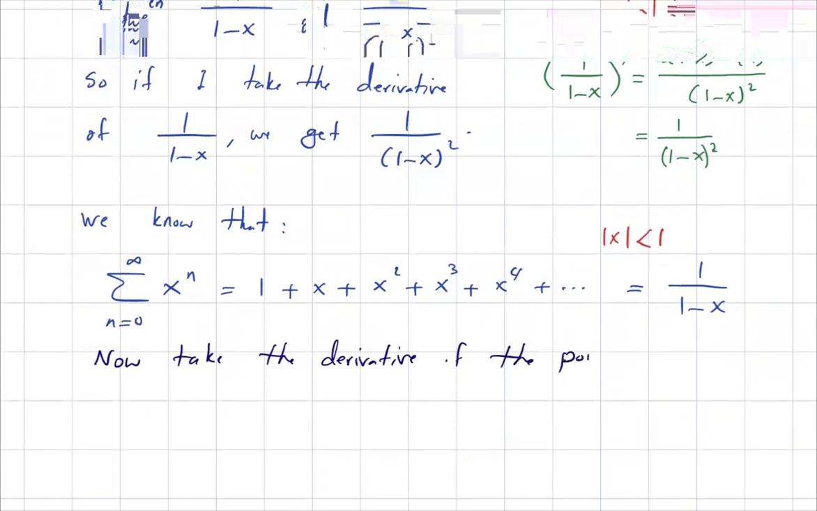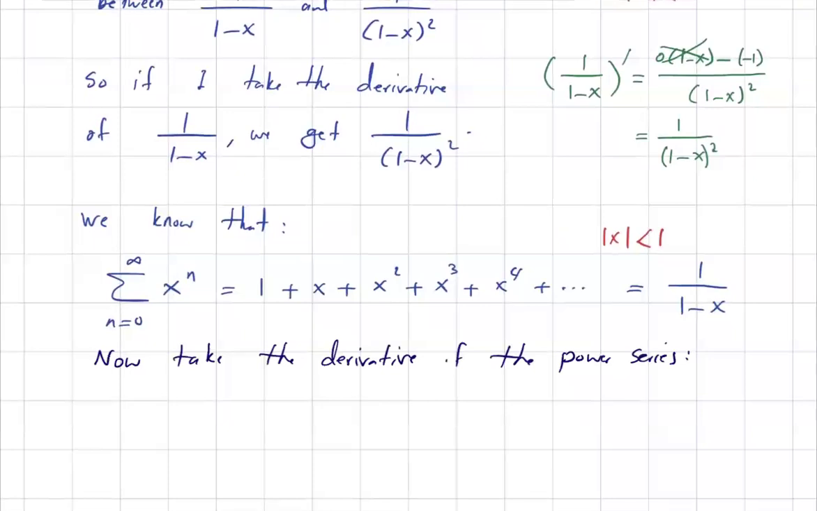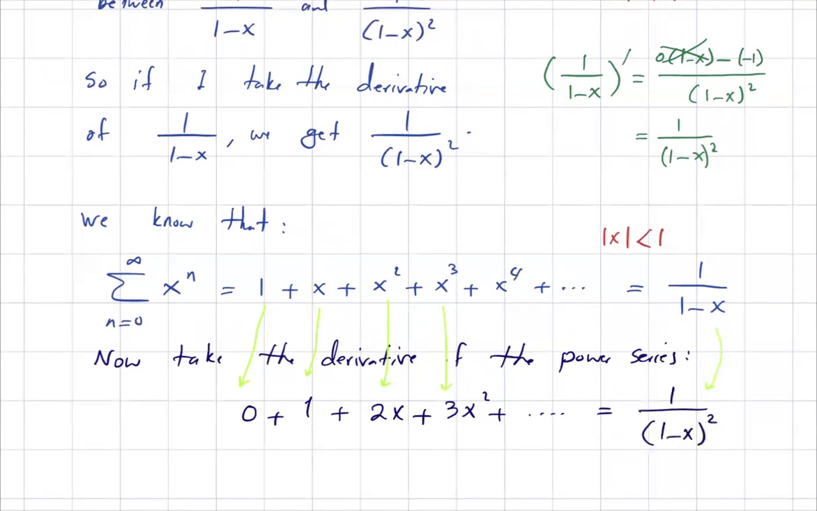Of the power series. So here you have the derivative of 1, which is going to be 0, plus the derivative of x, which is going to be 1, plus the derivative of x squared, which is 2x, plus the derivative of x cubed, which is 3x squared, plus the rest of the terms. And on the right-hand side, the derivative of 1 divided by 1 minus x, we saw that it is nothing but 1 divided by 1 minus x to the second power.